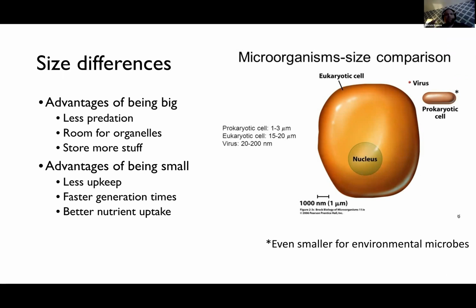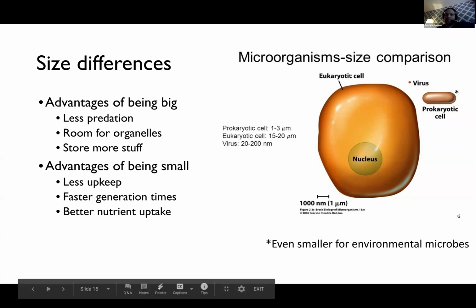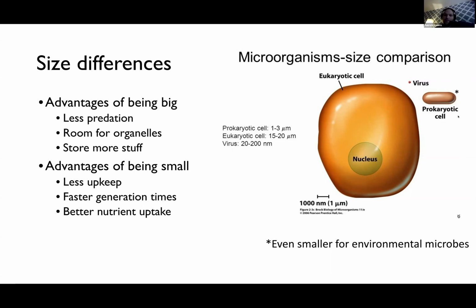Now, let's talk about size in the microscopic world. Size differences are pretty stark. As we talked about, we have a comparison here. We have eukaryotic cells, which are pretty big. We have viruses that are tiny, and prokaryotic cells, which are still pretty tiny, but still much bigger than viruses.